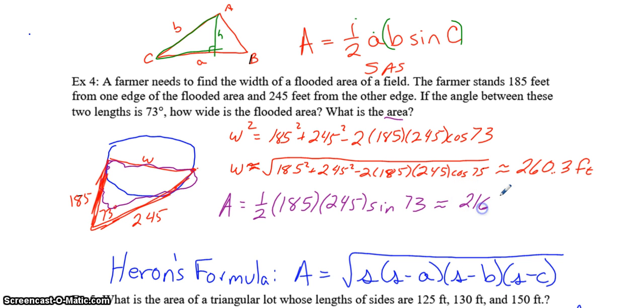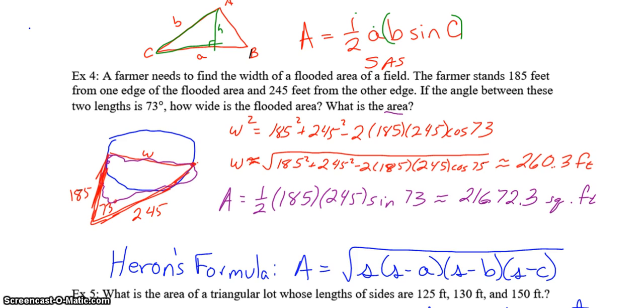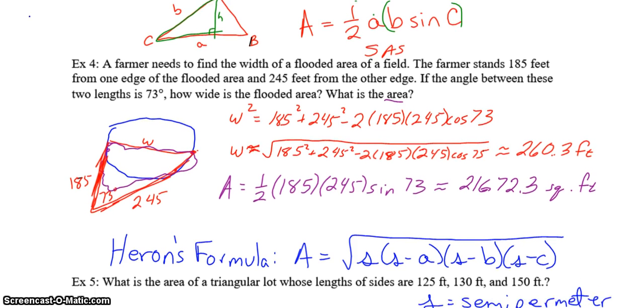So 21,672 point, it goes 256 a whole bunch, so that would be 0.3 to the nearest tenth, and this is square feet. Usually we don't try to do a flooded area. Sometimes a lot would be in a triangle, a piece of land where you get two fences on one side and something coming across diagonally. It's not easy to measure, so we could do it that way.